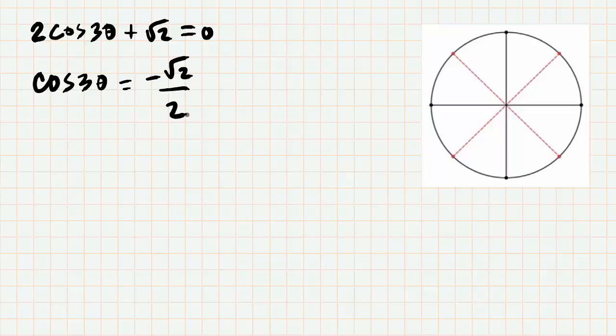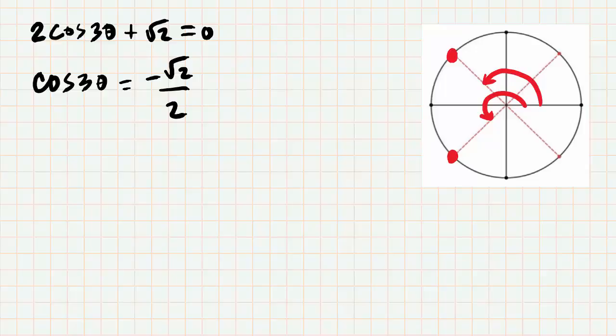All right. Now we need to look at a unit circle. We need to figure out where on the unit circle the cosine function has a value of negative root 2 over 2. So that puts us on the 8-sector unit circle, and these two terminal points will correspond to angles that have a cosine value of minus root 2 over 2.